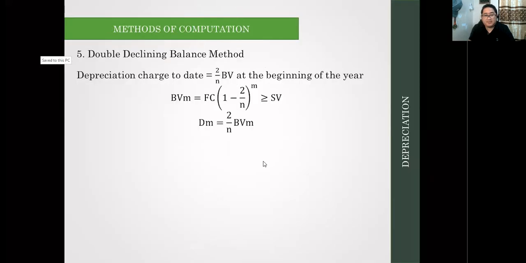Then for the double declining balance method, we have the formula 2 over n times the book value at the beginning of the year. And then the book value at m years will be FC times 1 minus 2 over n raised to m, given that this value is greater than the salvage value. Of course, because the salvage value is the lowest sellable amount at which it can still be used. And then CDM will be 2 over n times BVM.